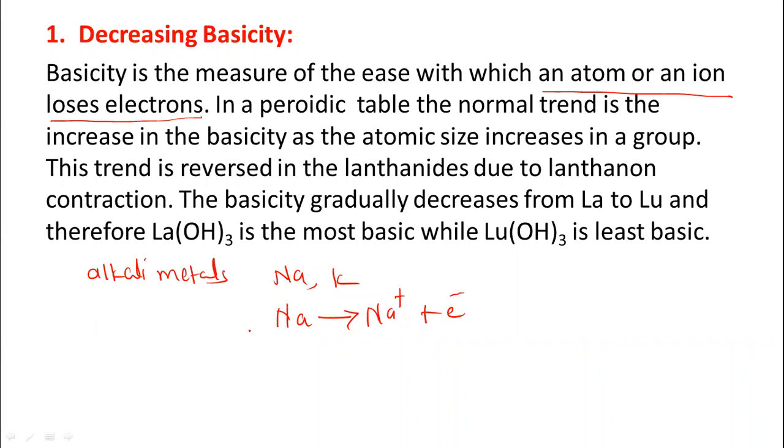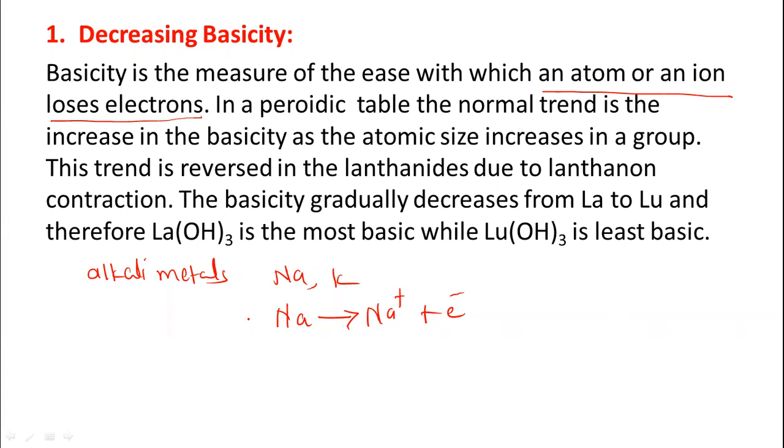Basicity depends upon the tendency of the element to lose the electron. In the periodic table, some elements lose electrons very easily, while others have the tendency to accept electrons. Non-metals tend to accept the electron, and metals tend to lose it. Particularly alkali metals and alkaline earth metals tend to lose electrons, so they are more basic in character. But now we want to discuss this in the case of the lanthanide elements.